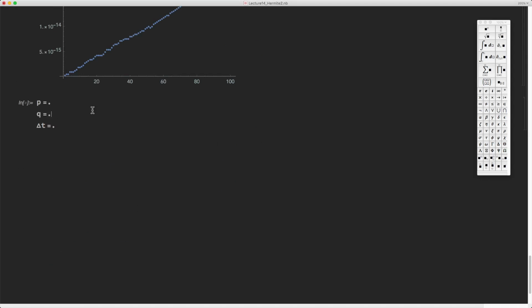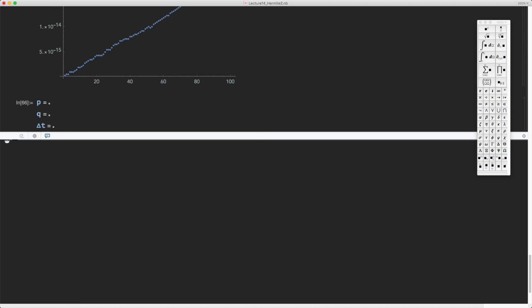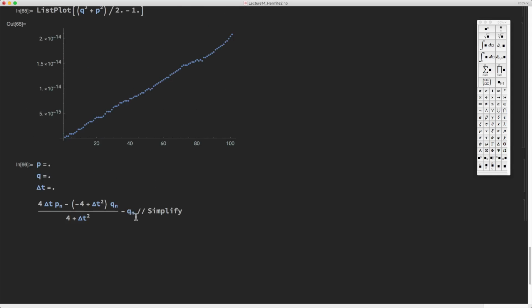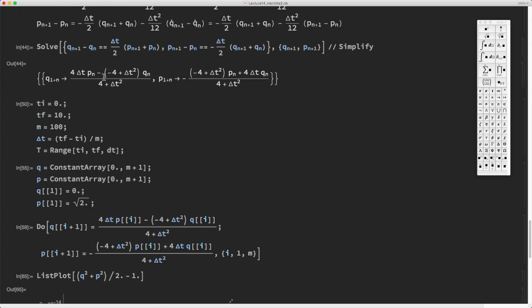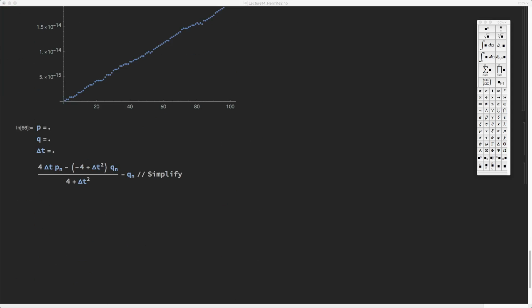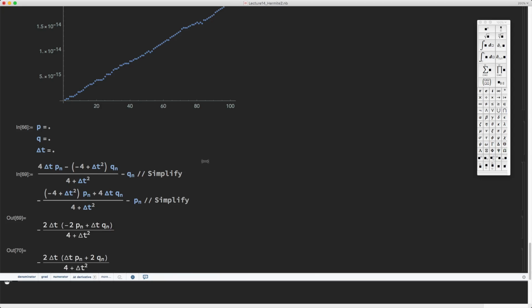So first of all, let me clear these quantities that are stored as vectors, and let's subtract q from the first quantity here, or what we had here, and let's subtract p from the second quantity, and then we will add it back separately. So this is what we get. So now we will use these expressions in our Do loop.